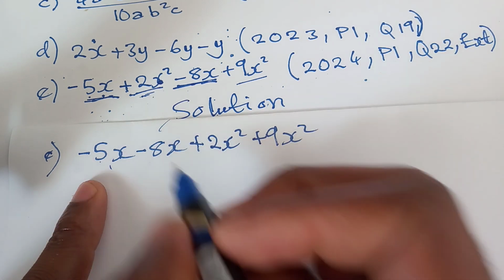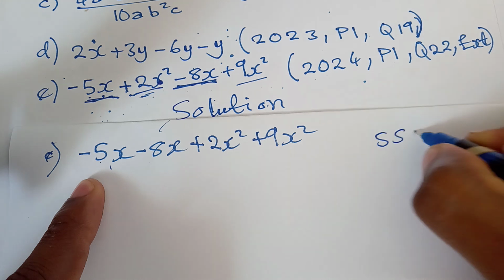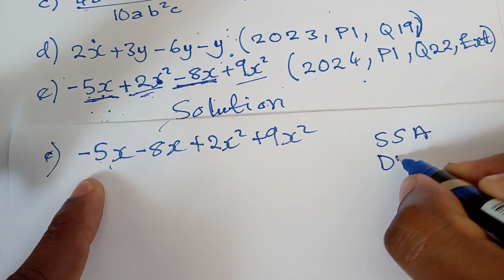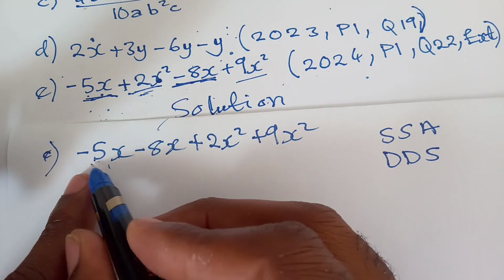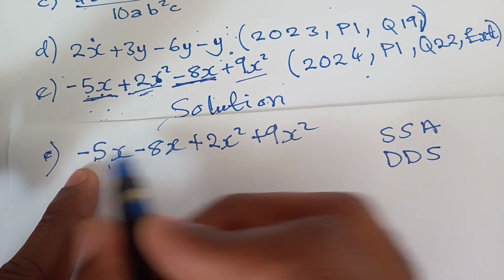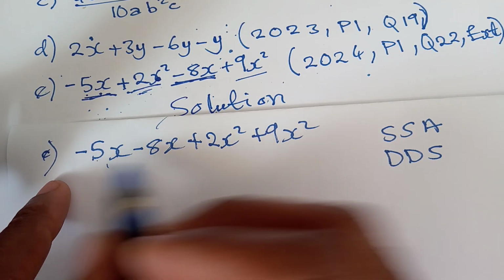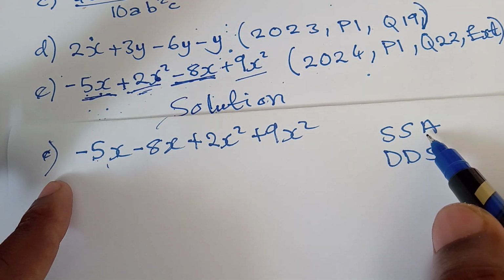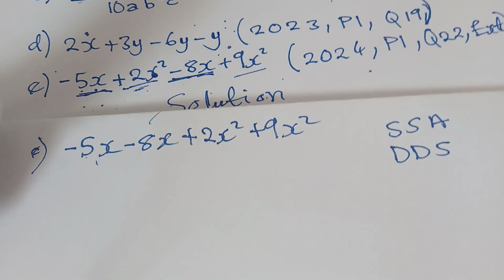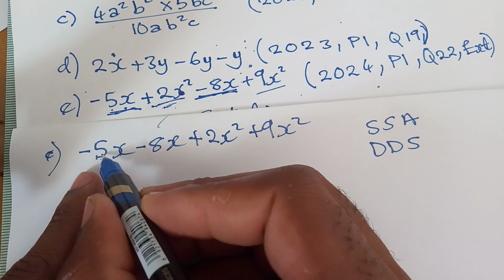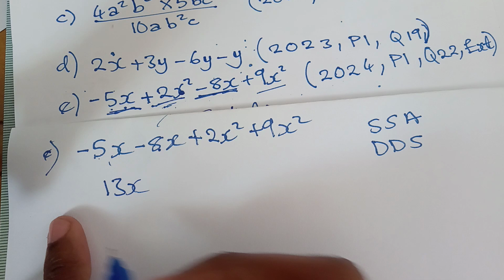So looking at these, remember our song: same signs, add; different signs, subtract. So in this case we have the same signs. This is negative 5x and this is negative 8x. So they are both negative numbers. So we add them and maintain the sign or get the sign from the bigger number. So you can say 5 plus 8, this is 13x.